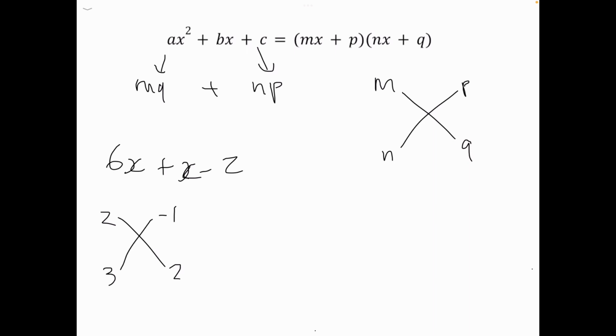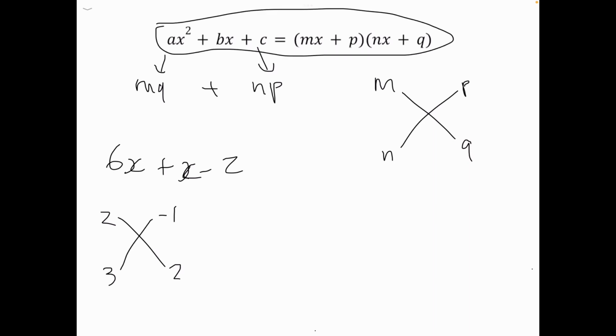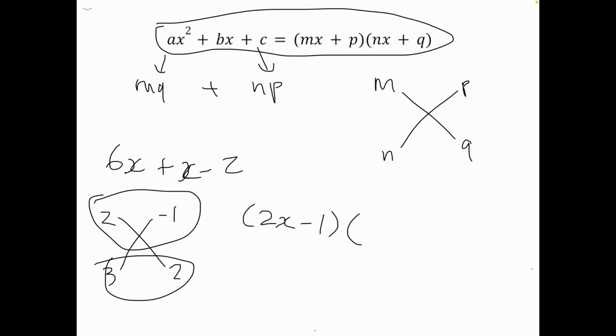Now, if we look up here again, we have all the values, so we can simply write the factorized form, which will equal 2x minus 1. You take these two, and then you take the bottom two together, and 3x plus 2.